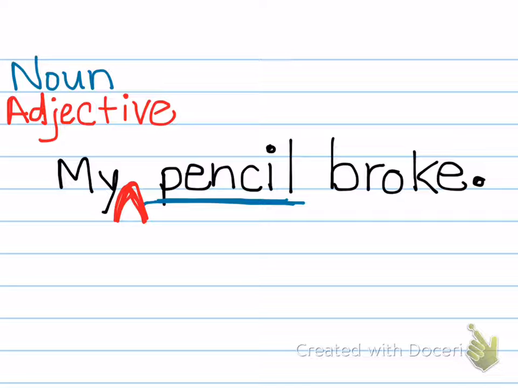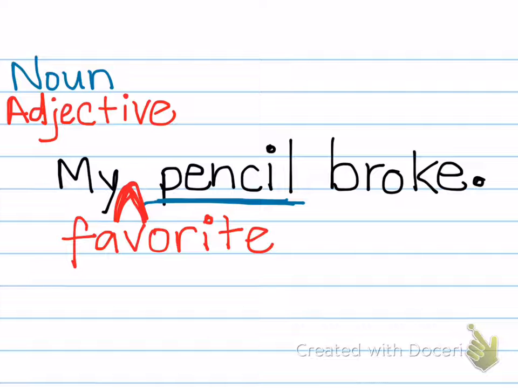That's a description. Is it my special pencil? That's a description. I think I'll just go with my favorite, because favorite is also an adjective. It's describing something. So I've added the adjective before the noun, and I have rewritten it so now it says, my favorite pencil broke. Excellent. I've improved the content.